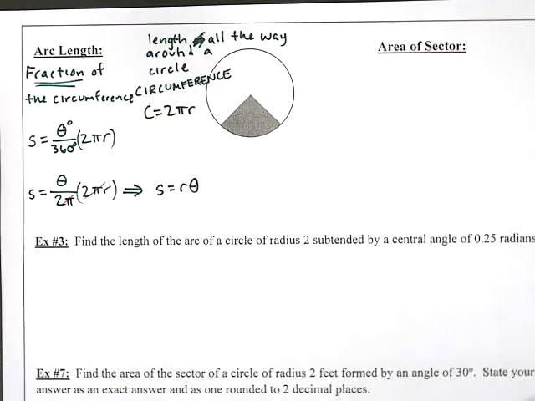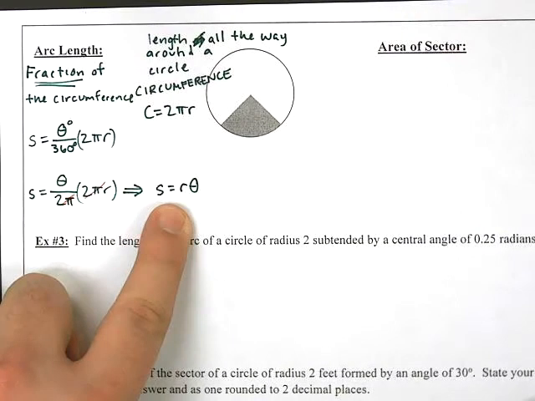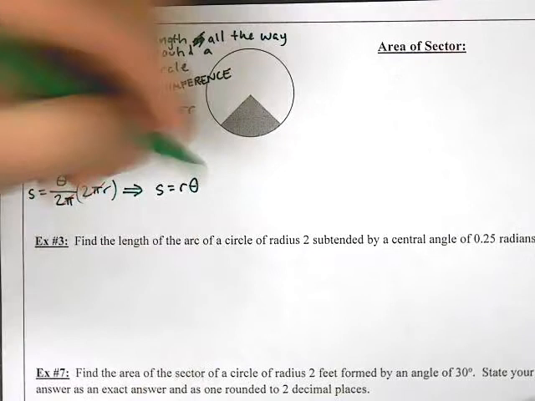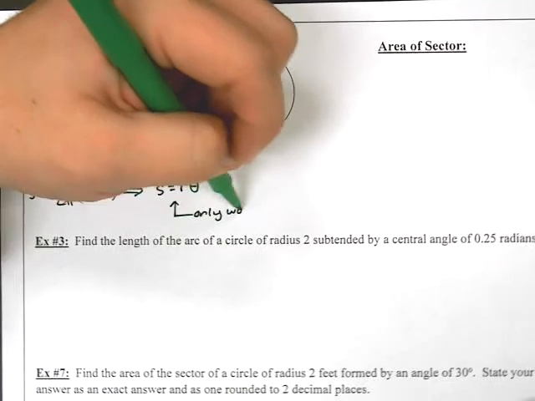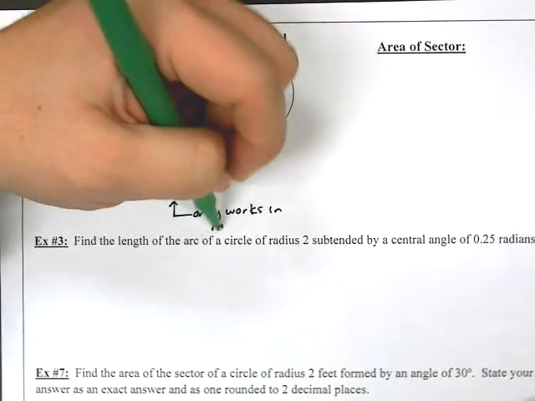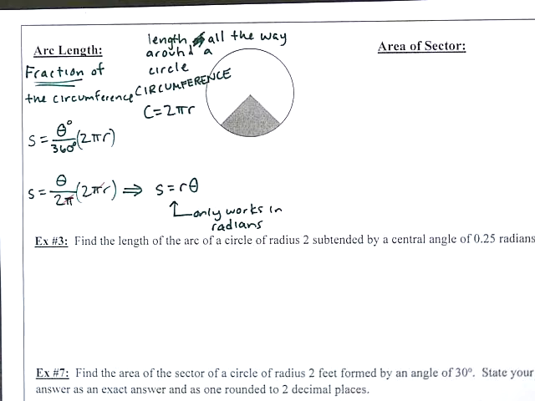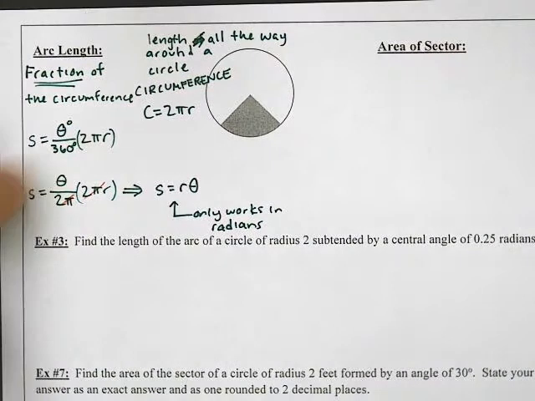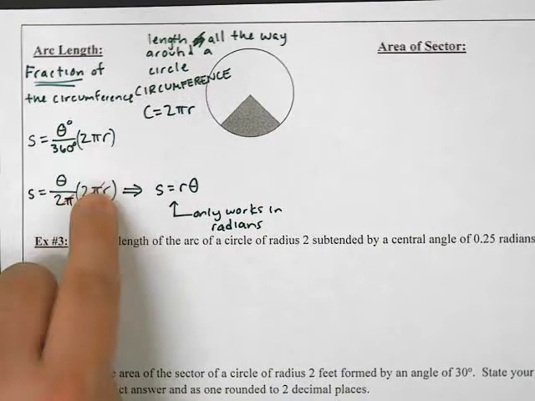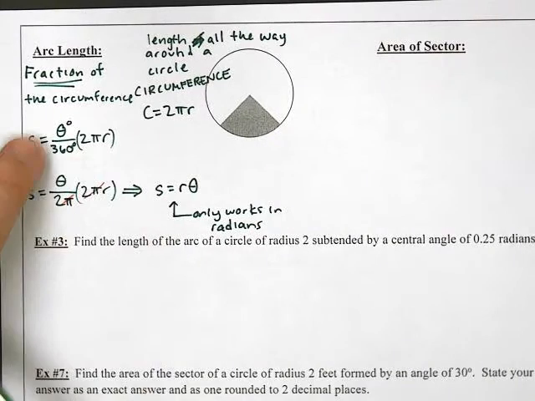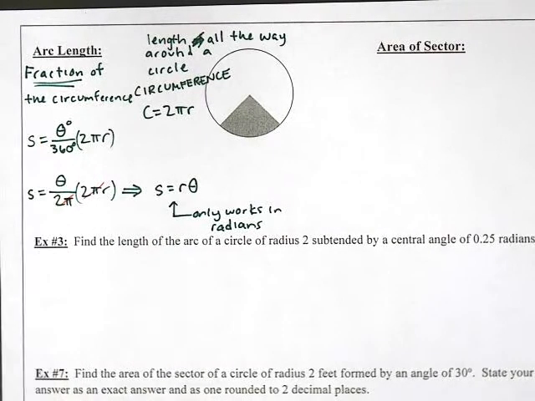Now you need to understand, does this work if you're in degrees? Absolutely not. This only works in radians. And that's why I almost don't want you to just memorize this. I'd rather you understand conceptually what you're doing. You're taking the entire circumference and multiplying it by the fraction that you get from your angles.